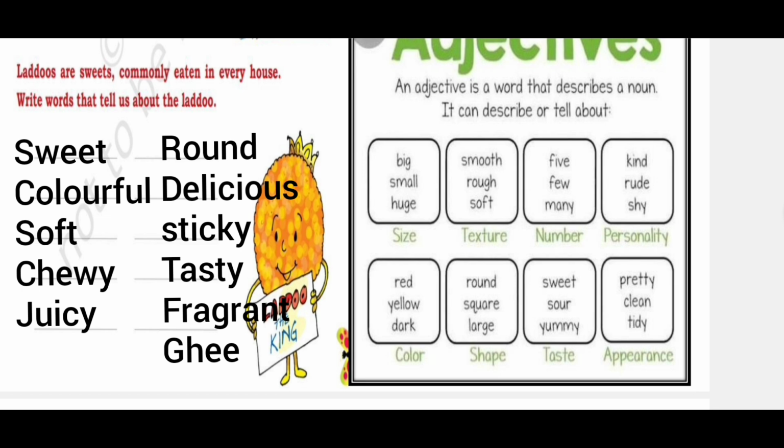Fragrant. What do you mean by fragrant? Fragrant means the smell of it. Whenever your mother is preparing any laddu, don't you come to know? Even if you are outside the house, you come to know that laddu is being prepared, right? Why? How do you come to know? Because of the fragrance of the laddu, the smell, the aroma in your house.